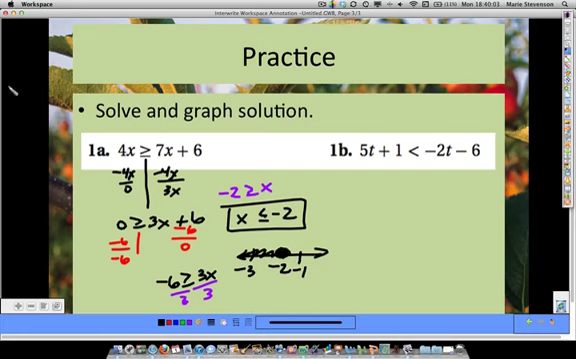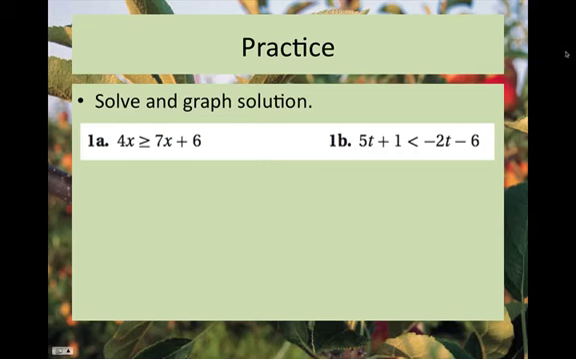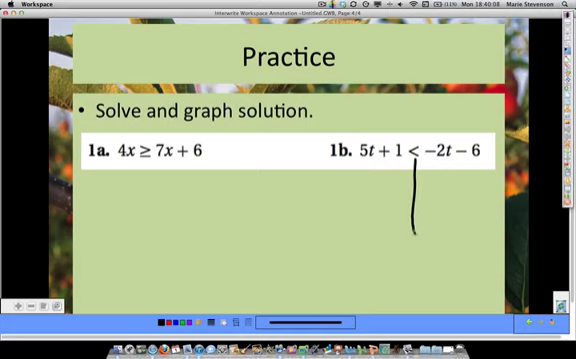All right, second one. Let's see, I'm going to move the negative 2t because that's smaller than positive 5t. So I have 7t plus 1 less than negative 6.